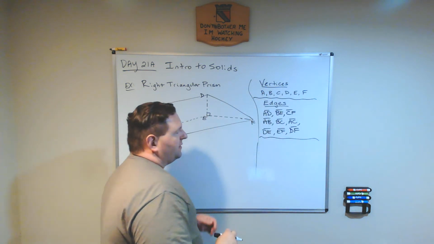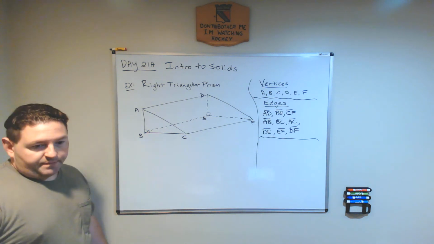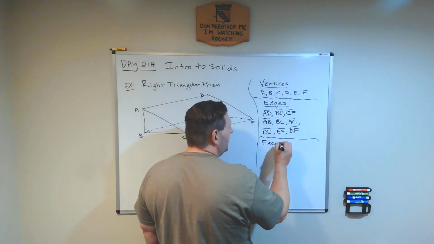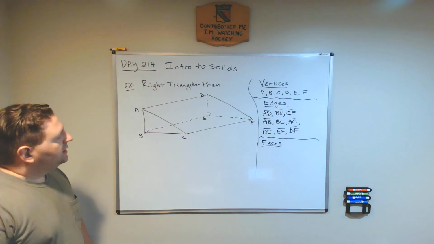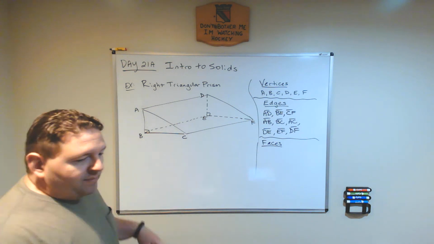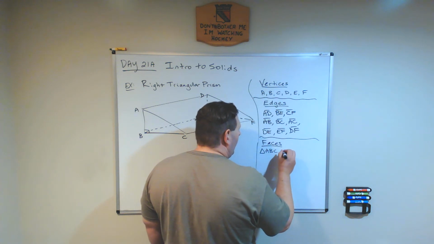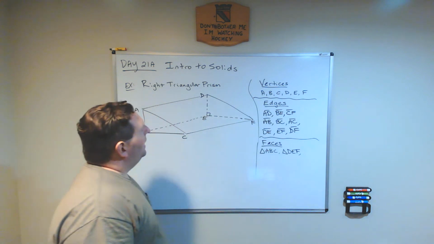And now the last thing that you can name on a solid is its faces. The faces are actual polygons, the different surfaces. So I've got the two triangles. I'm going to name them first: triangle ABC, and triangle DEF.